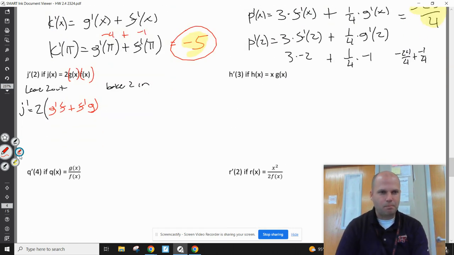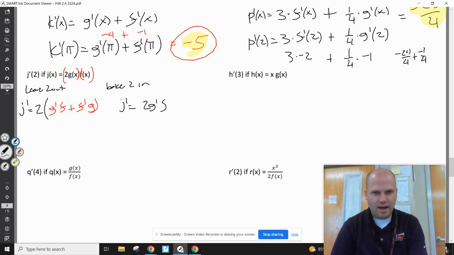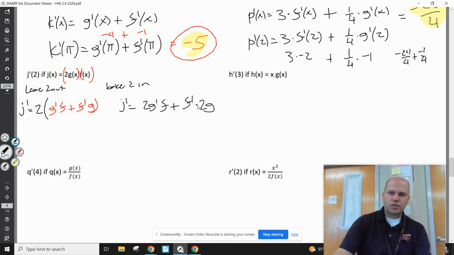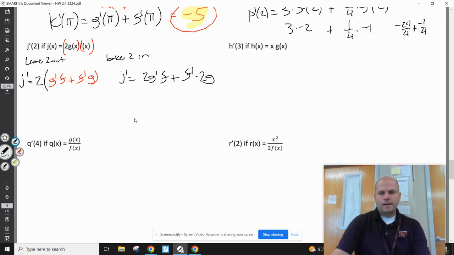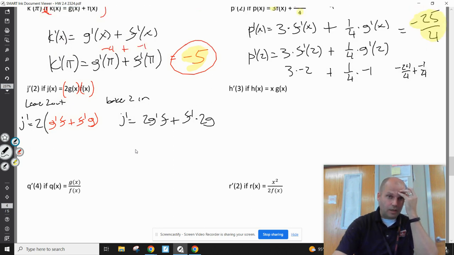The other way to do it is to bake it in. What do I mean by that? Say, you know what? Don't leave the 2 out. Just put the 2 in with the G. So you could say the slopes of J are the slopes of 2G, which are 2G prime, times F, plus the slopes of F times 2G. What you'll notice is that they're the same, just this, you could distribute the 2 in. This, the 2 is automatically distributed in. It's up to you. I think in the future it helps to bake things in versus leaving things out, but I'm not going to judge.